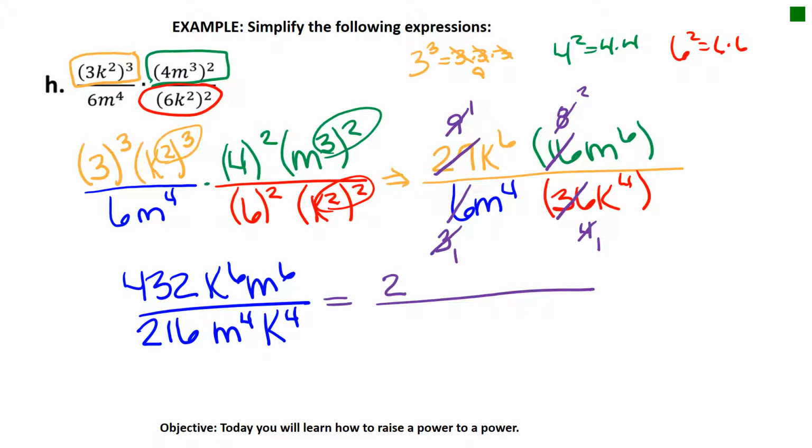Okay? Now look at the top, I've got k to the 6th. On the bottom, I've got k to the 4th. Remember, when we're dividing, we subtract. So that's k to the 2nd. I have an m to the 4th and an m to the 6th. When you're dividing, we subtract. So I have, that's not m to the 6th.